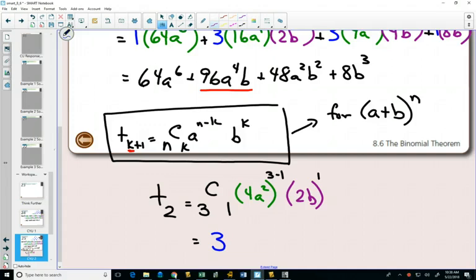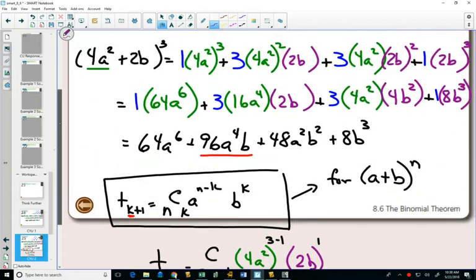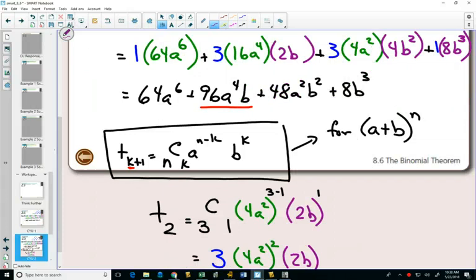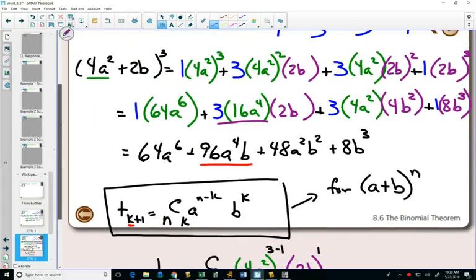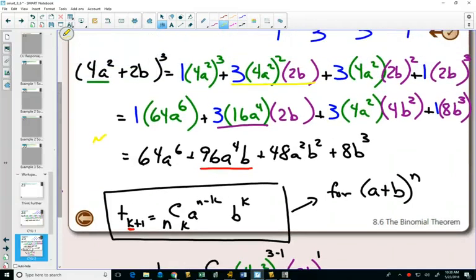Then you would have 4a squared, 3 minus 1 squared, and 2b just once. Does that not match up perfectly with what we wrote? No, that's the wrong color. There we go. Fascinating. Okay, there we go. It does not want me to underline that there. That matches perfectly with the second term.